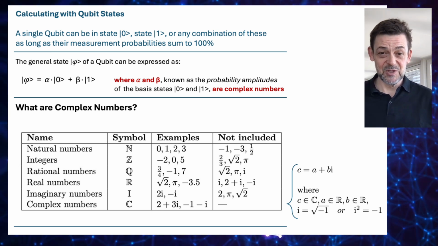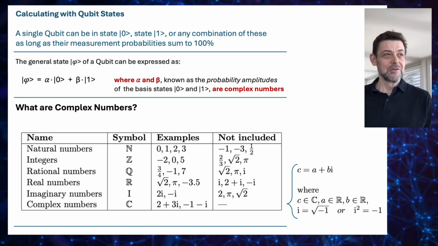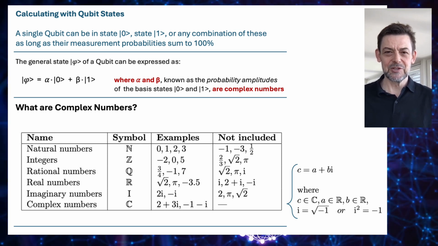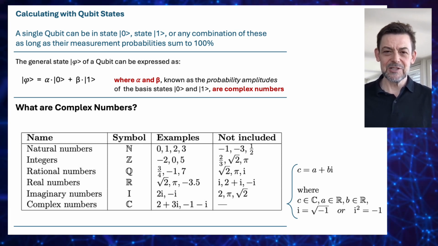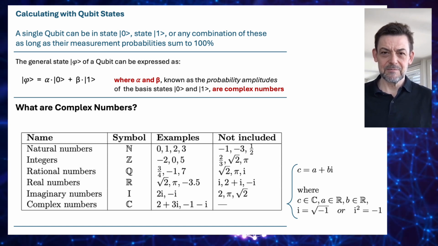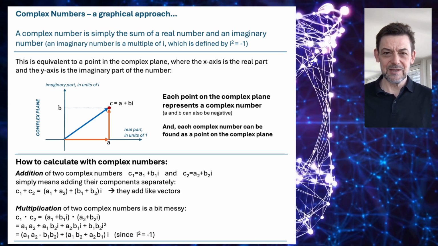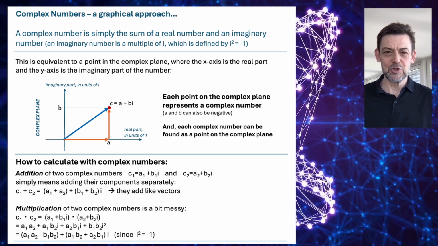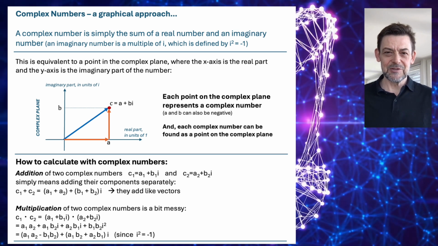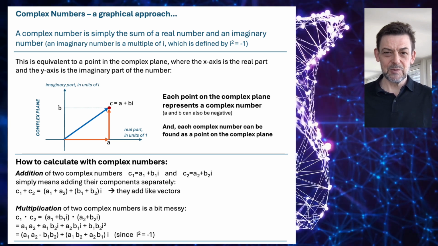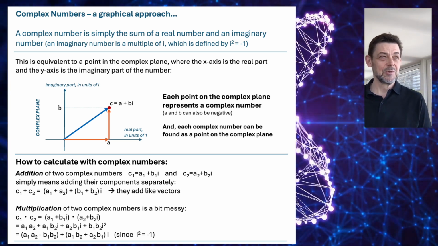Complex numbers combine real and imaginary numbers, represented as a sum of both parts. A general complex number is written as a plus b times i, where a is the real part and b times i is the imaginary part. Here, i signifies the square root of -1. Complex numbers are visualized on the complex plane, where the x-axis represents the real part and the y-axis represents the imaginary part. Every point on this plane corresponds to a complex number, allowing all complex numbers to be located here.